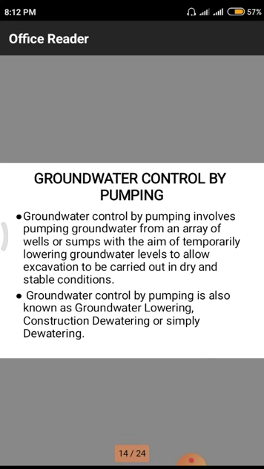Groundwater control by pumping is also known as groundwater lowering, or dewatering. That means we are lowering the groundwater. Whatever water is present in the surrounding layers of soil will be removed. Whatever recharge water is coming into the surface levels, we are decreasing the content of water present in the soil. That is also the main thing.